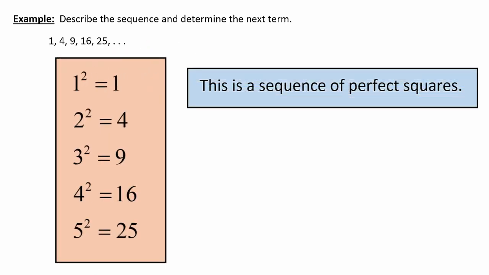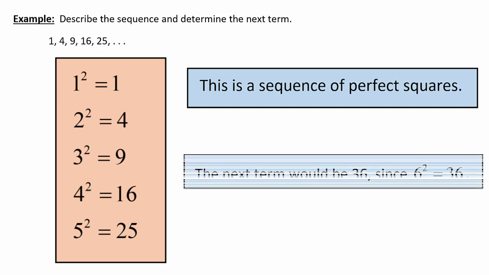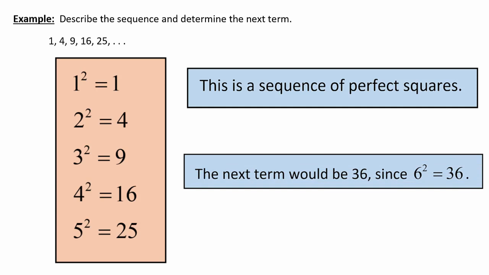So that's describing the sequence. They're all perfect squares. Now what would the next term be? So we have 1 squared, 2 squared, 3 squared, 4 squared, 5 squared. So the next number would be 6 squared, which is 36. So the next term is 36.